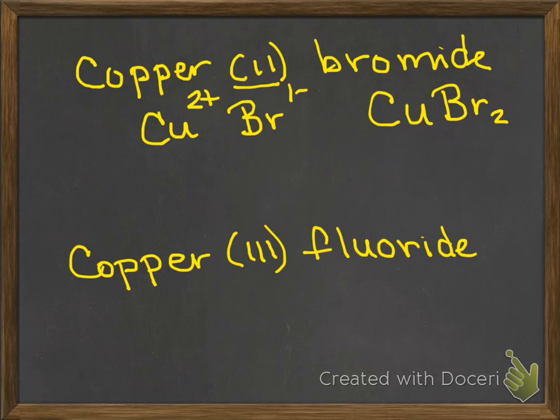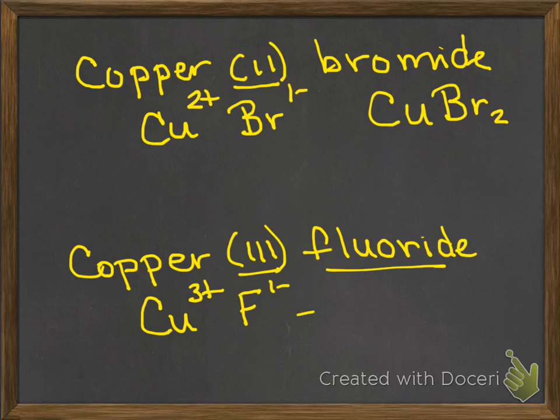Copper 3 fluoride. This is another one of the elements. The reason you have to have those Roman numerals is that the different elements in the transition metal part of the periodic table can have different charges. So this is going to be copper 3 plus. We have fluoride, which is a negative 1. It's in group 17. That gives us a formula of CuF3.